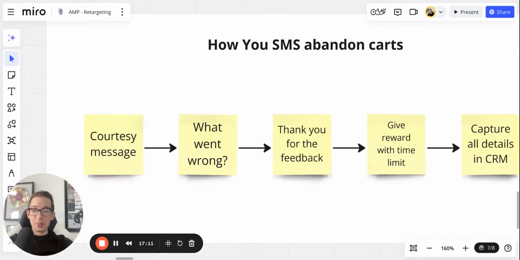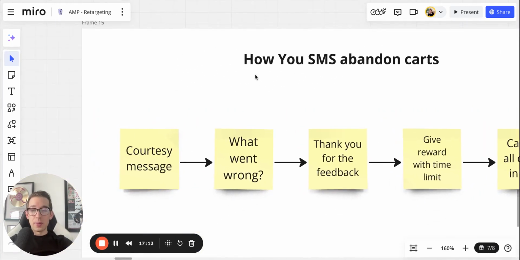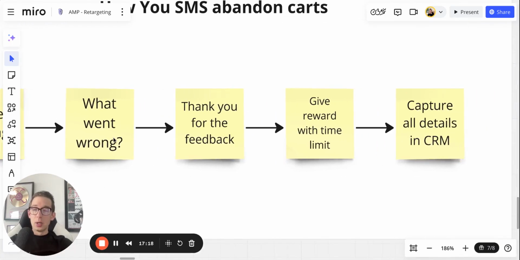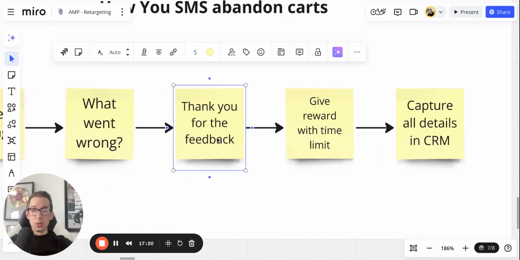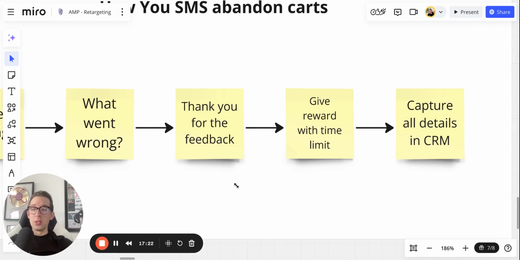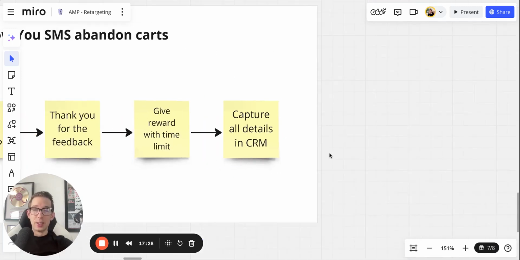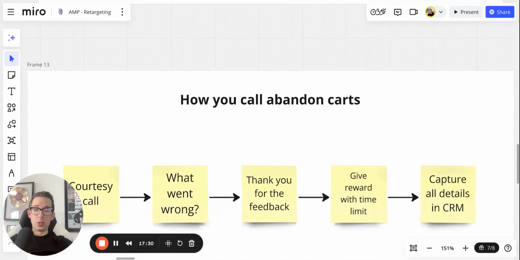Now, you can do the same thing on SMS as well. So you send a courtesy message, hey, did something go wrong or something break? And then you ask what went wrong, thank them for the feedback when they respond to that, then give them a reward with a time limit, capture all the details in the CRM, and do exactly the same thing as you would do when you call the abandoned carts. But I highly, highly, highly recommend calling the abandoned carts.